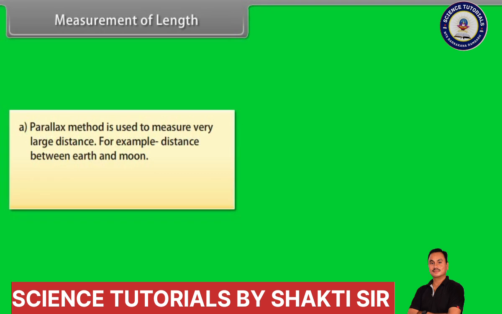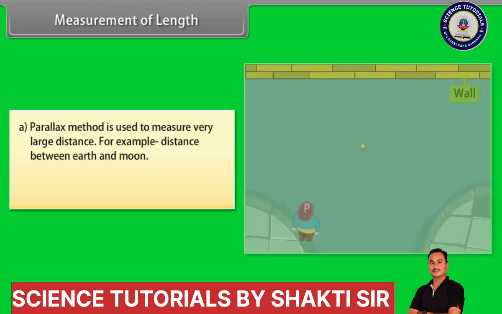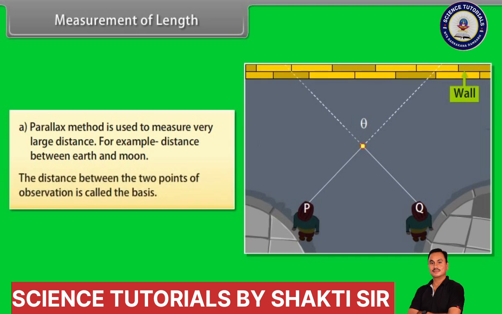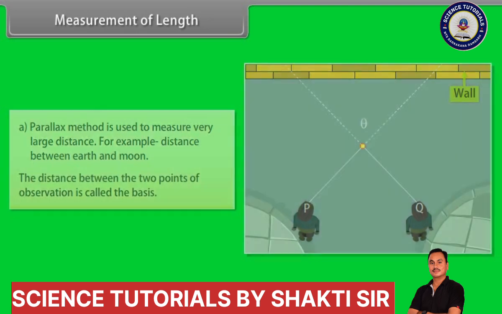A. Parallax method is used to measure very large distances, for example, the distance between Earth and Moon. Let us understand with an example. A girl is observing a rod against a wall from 2 different points P and Q. She notices that the position of the rod seems to change with respect to the wall. This is known as parallax. The distance between P and Q is called basis.